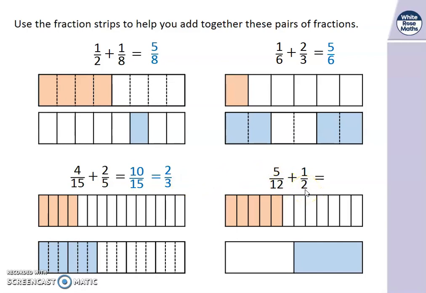This last one, 1/2, we need to change to 12ths. 2 times what is 12? 6. 1 times 6 is 6. So that's 6/12. Let's see if that's what it works out to look like. Yes, we can see we've got 6/12, add the 5/12 we already had, makes 11/12.